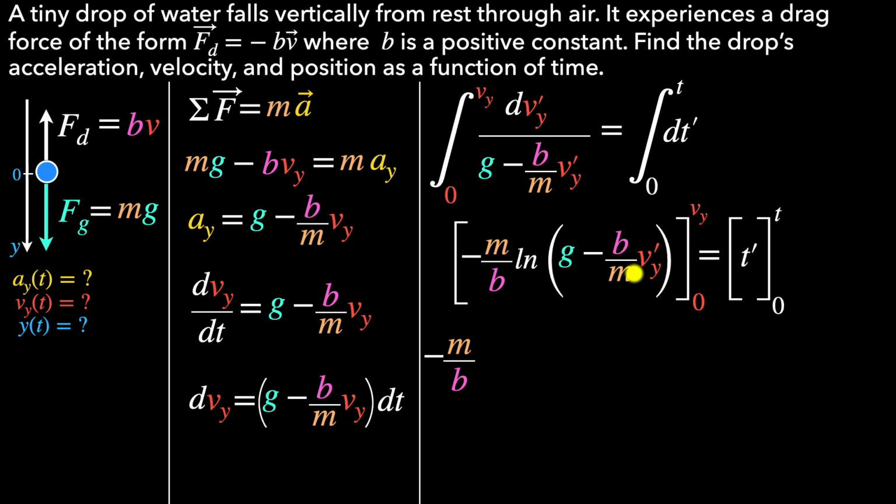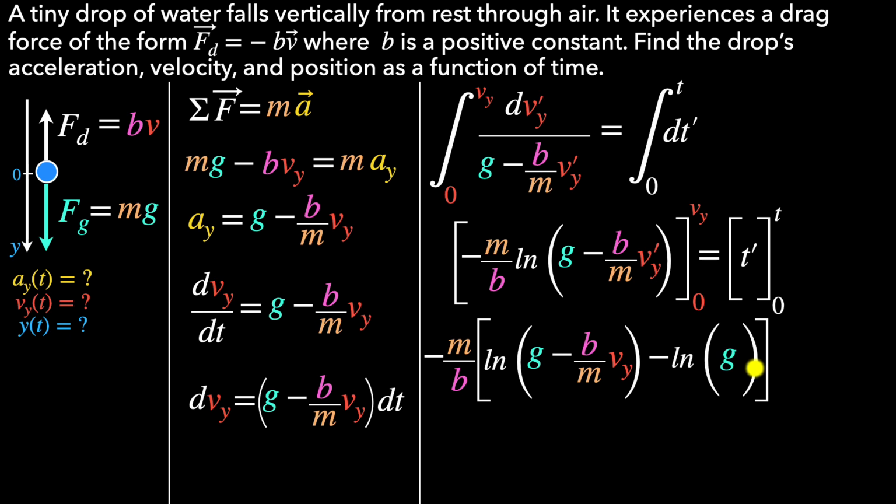When we substitute the upper limit, we'll get the natural log of g minus b by m vy, minus, we substitute the lower limit. And when you substitute the lower limit, this goes to 0, so you get minus natural log of g. And there we have, that's the left-hand side. What's the right-hand side? Well, if you substitute the upper limit, you just get t minus 0, so you get just t. That equals t. And we've done the heavy lifting.